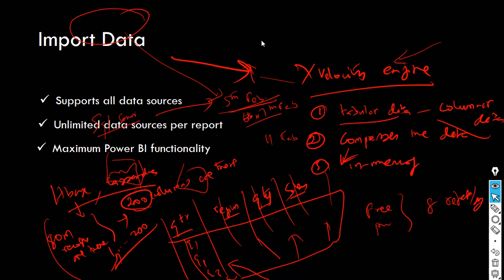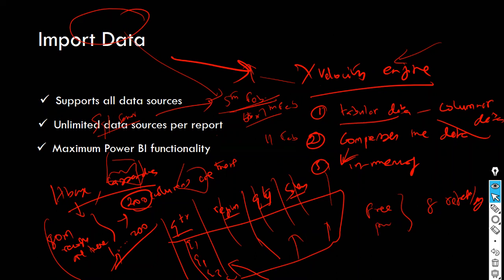And this is the premium type of license. With a premium license, you can schedule 48 refreshes per day. Pro and free can schedule only 8 refreshes per day.